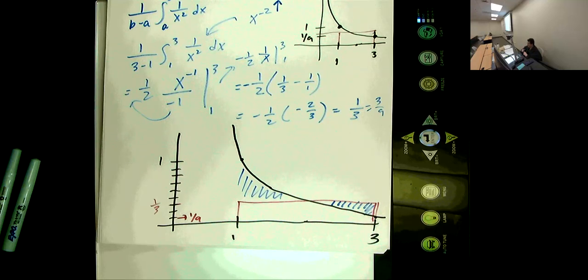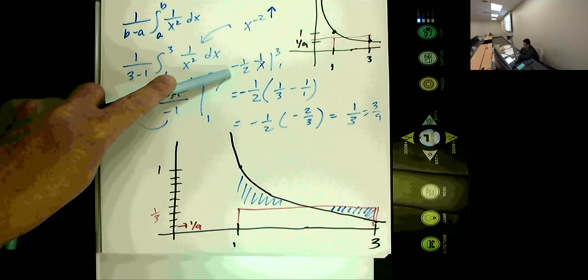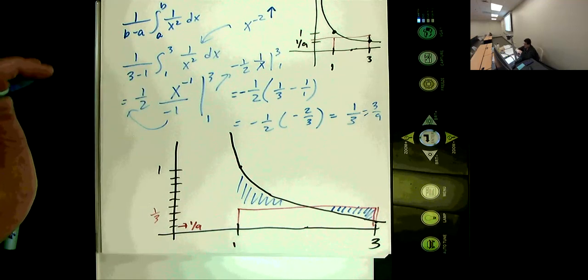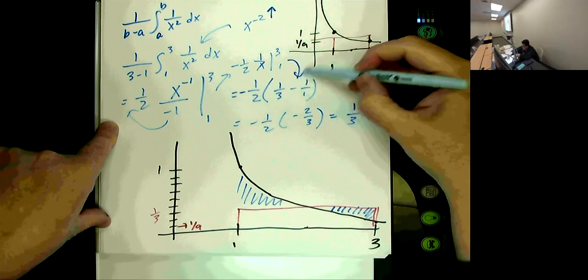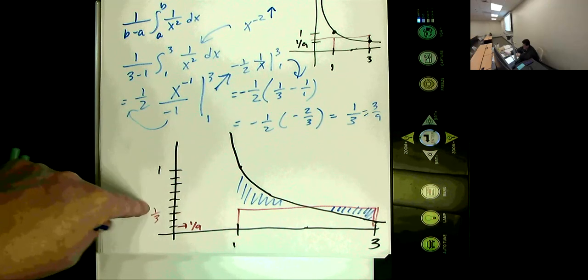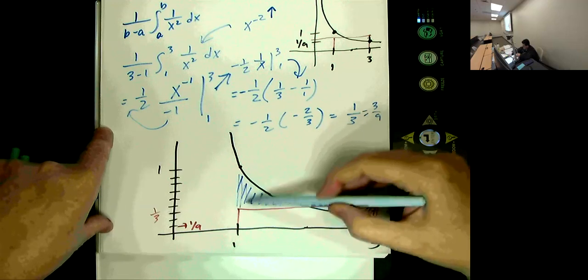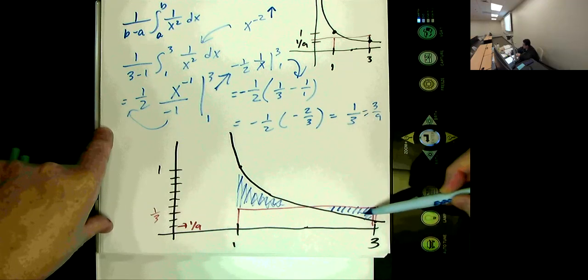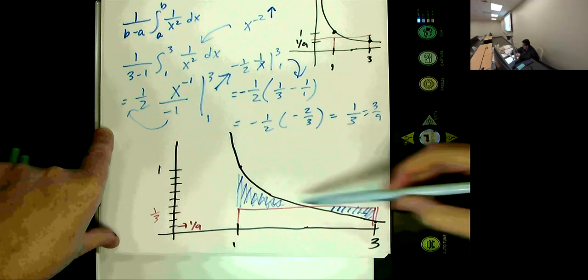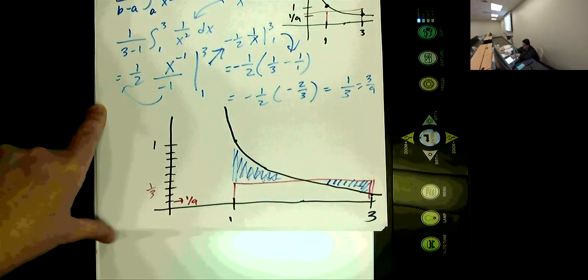Where did your x go when you integrated it? Like when you put x to the power of. Oh, I made it 1 over x. Okay, yeah. Sorry, I didn't see it. That's okay. It's a good question. So it's only 1/3, which is 3/9. It looks like the way I drew it, this is much bigger than this, but apparently those two should average each other out. That way we would have the average value.